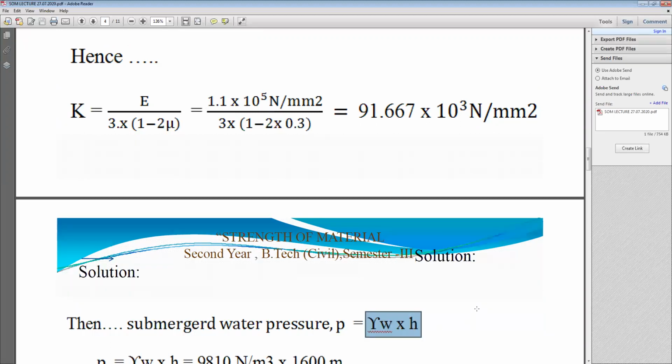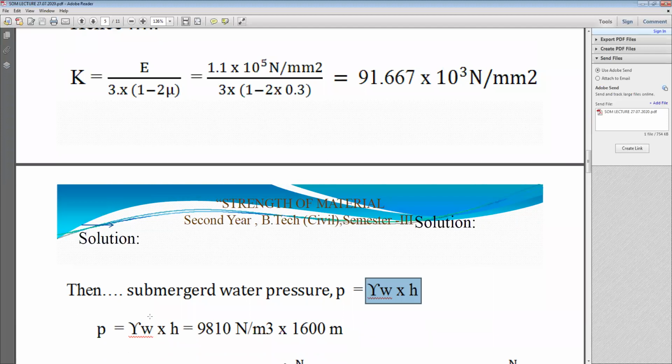The density of seawater is obviously more than the density of clean water, but as the density is not given in the problem, let us assume that gamma W is equal to 9810 Newton per meter cube, which is nothing but the density. Please write down in your notebook the value of gamma W. Gamma W is equal to 9810 Newton per meter cube.